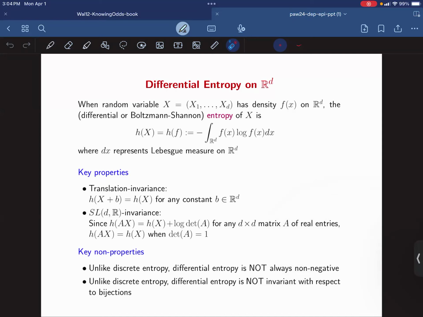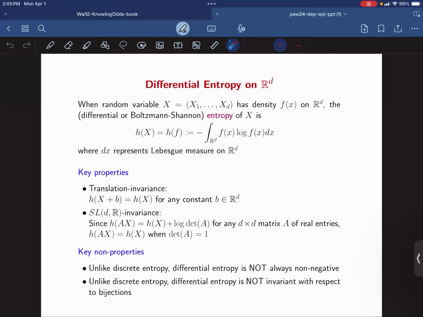Okay, so there are some key properties of this differential entropy, and one should distinguish it from the discrete entropy, which has a similar form, but it has distinct properties, at least some of them. Two properties of the entropy in this setting in Euclidean spaces are that it's translation invariant. So if you shift the random vector by a constant, the entropy does not change. And it's invariant with respect to linear transformations of determinant 1.